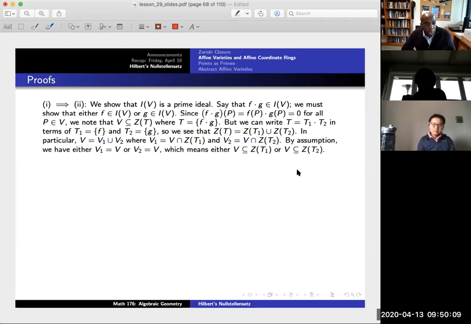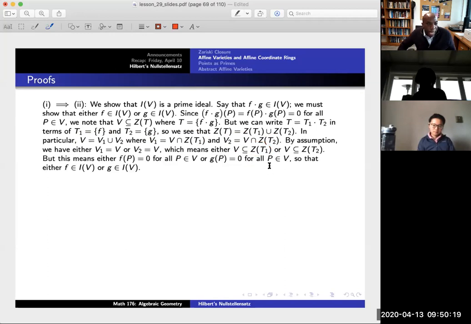And if you just play around with things just a little bit, then you get something about how V has to be contained in one of these two, but being contained in one of these two means that F has to be 0 for all P in V. And of course, that just means that F has to be in the ideal. So in other words, if I assume that the product was in this ideal, then I have to conclude that at least one of the factors has to be in the ideal. So I'm not going to worry about the proof here for the sake of time. It's not a very complicated proof.